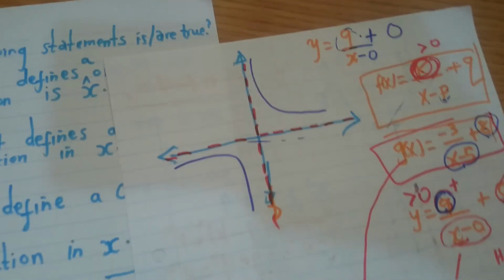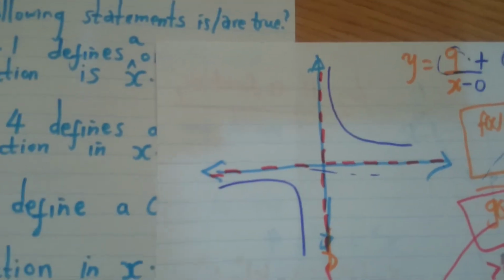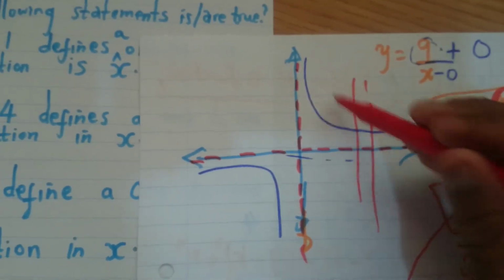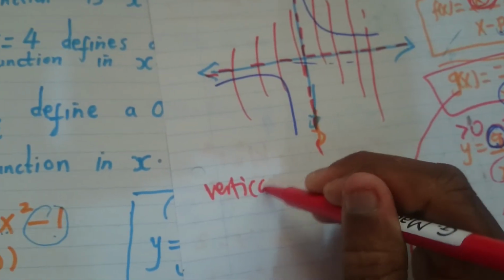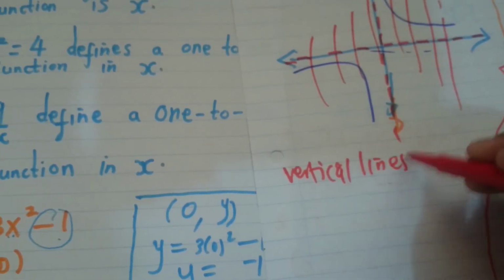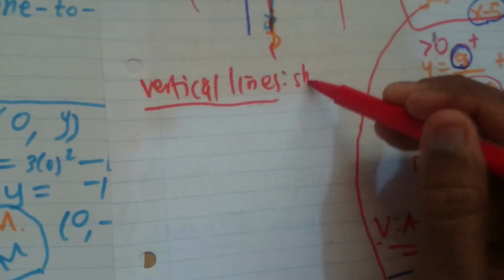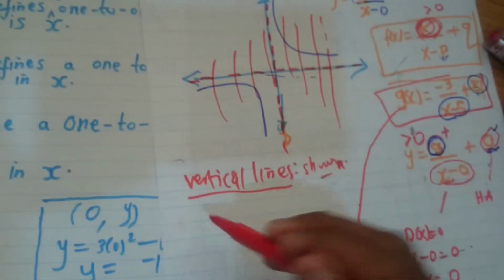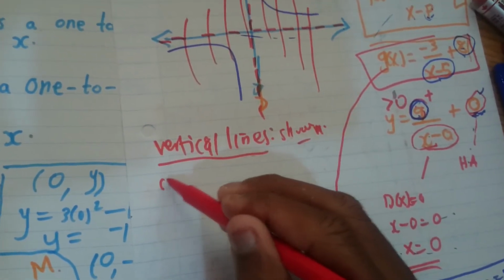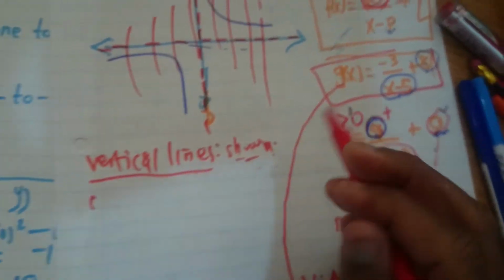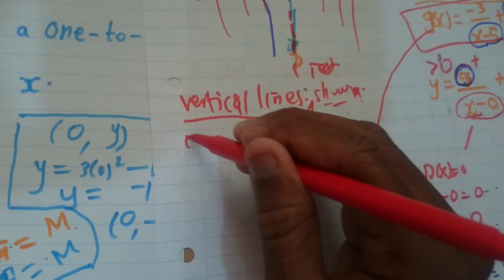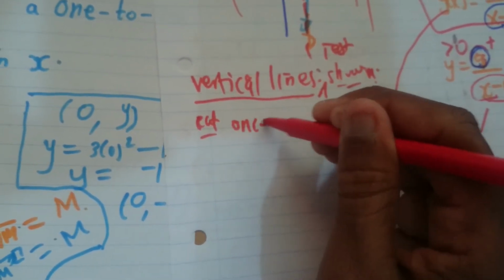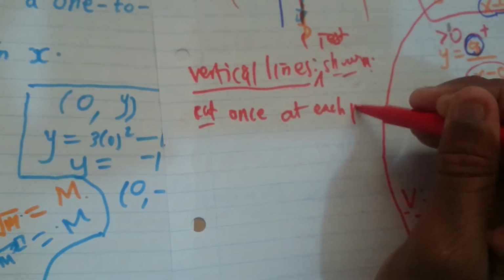So now let's draw the vertical line test to know whether this is a function or not. Okay, let's go. Once at every point, it cuts once. So the vertical line test has shown that it cuts once at each point of the graph.